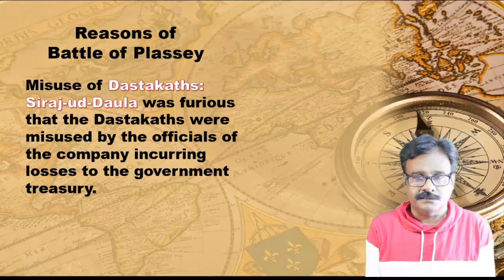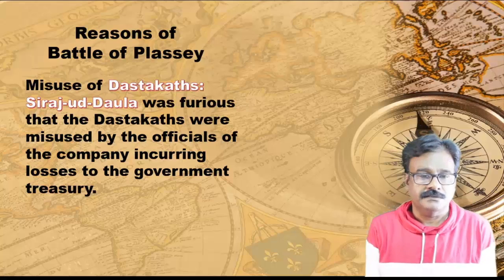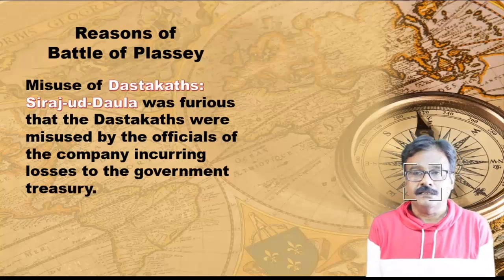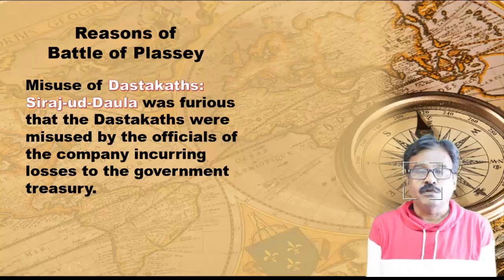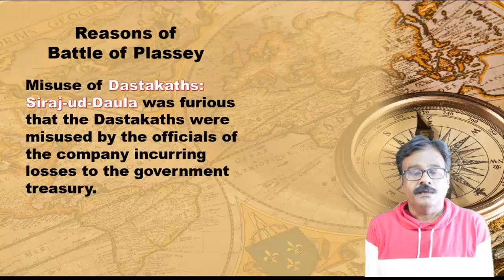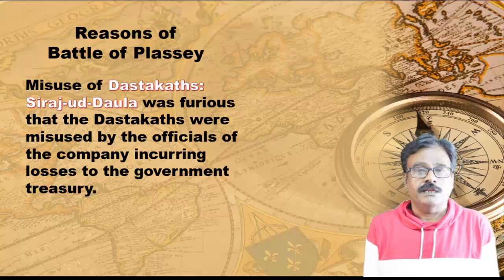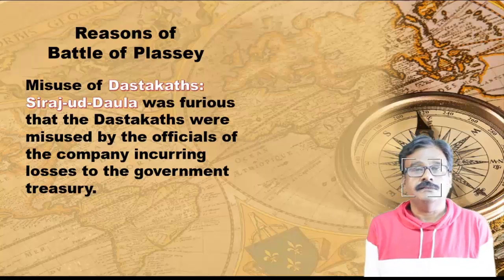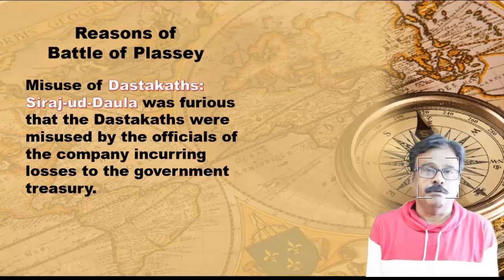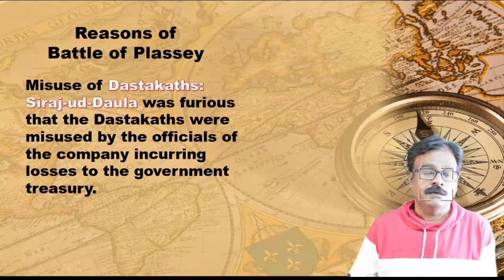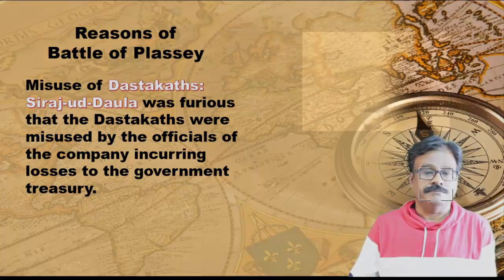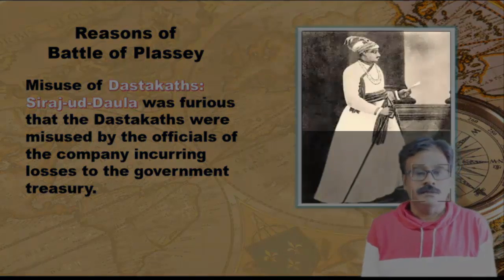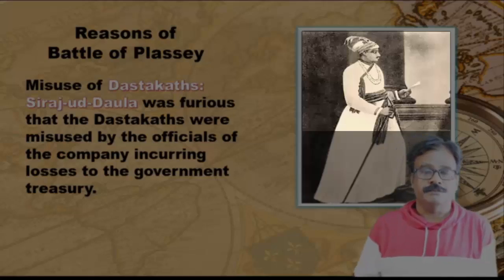Misuse of dastakats. Dastakats means trade licenses. Siraj-ud-Daulah was furious that the dastakats were misused by the officials of the company, incurring losses to the government treasury. Actually, the dastakats were given only to East India Company, but these trade licenses were misused by the company employees. This brought a lot of losses to the Bengal government treasury. He is Siraj-ud-Daulah, what you are seeing in the picture.